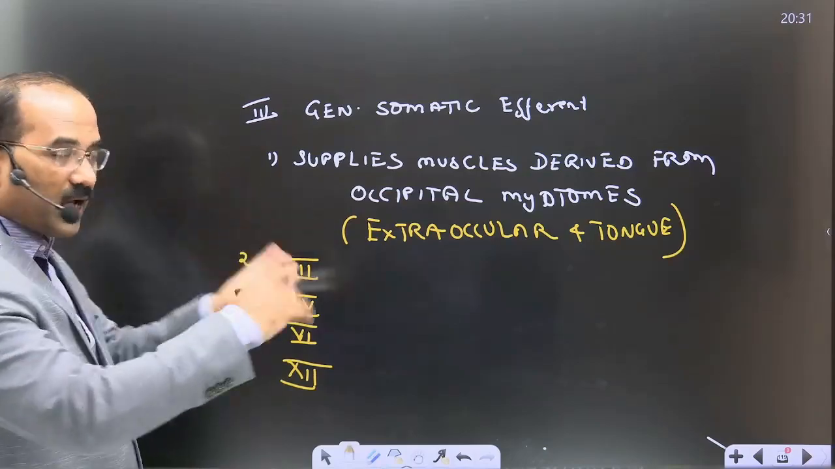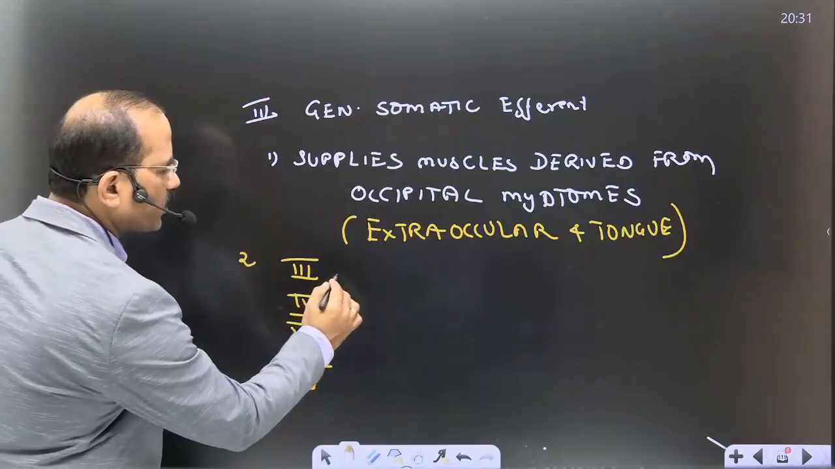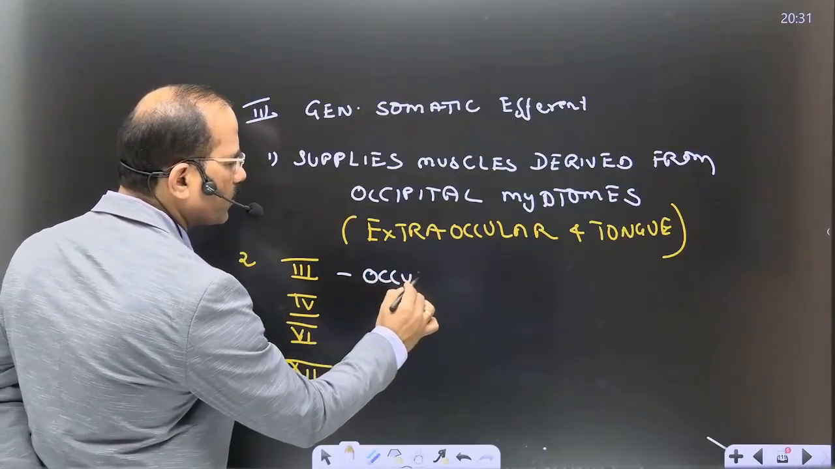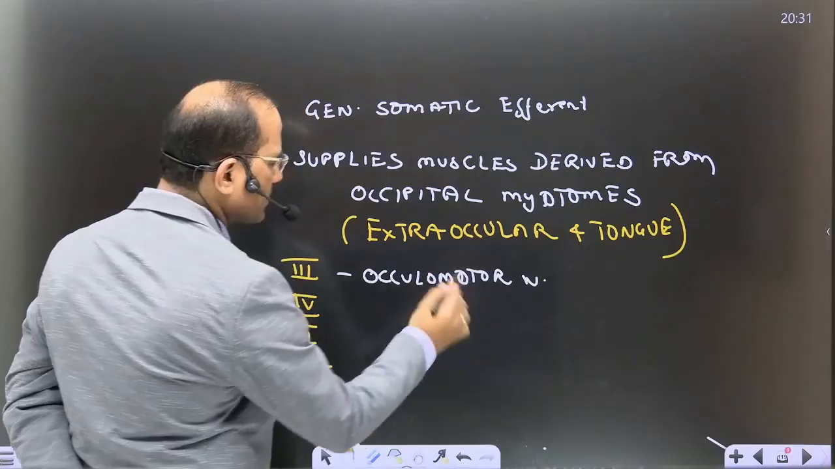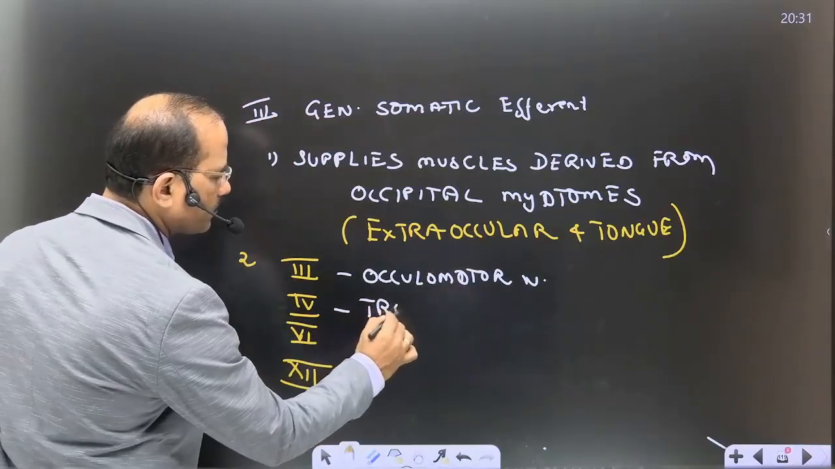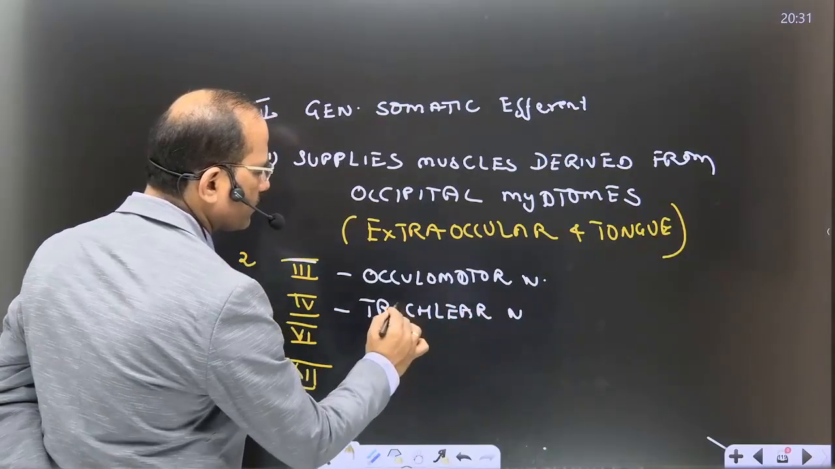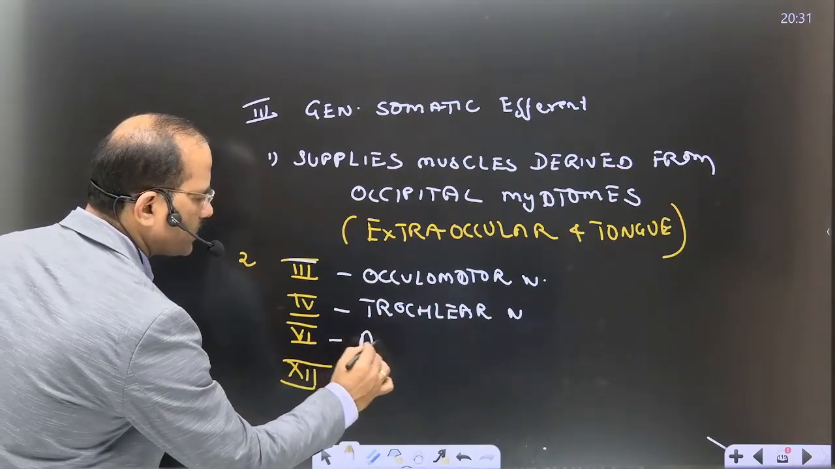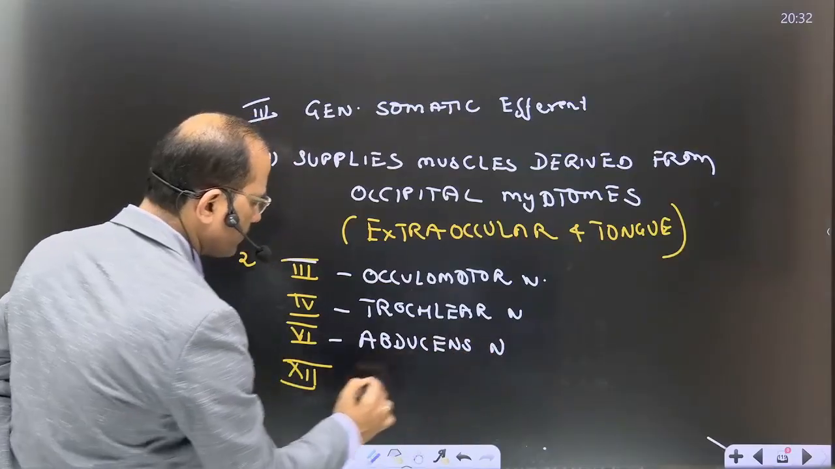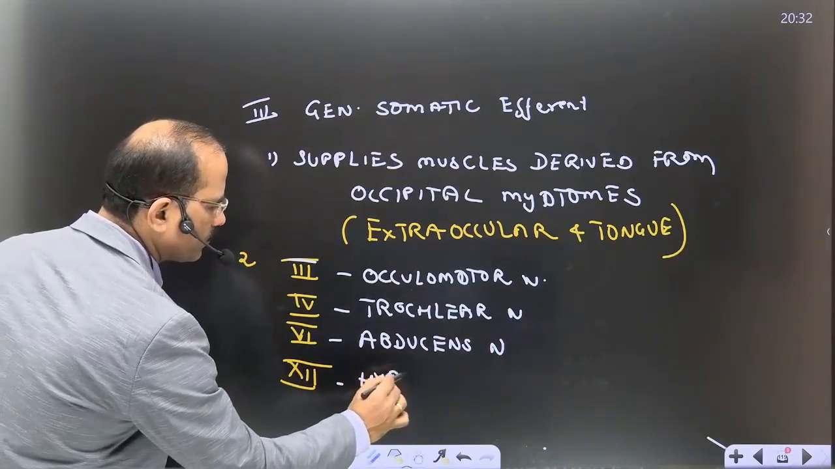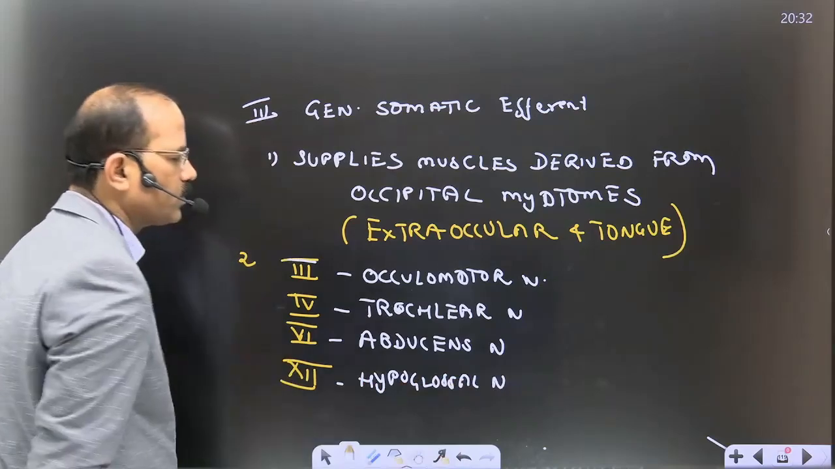And these nerves will have their corresponding nucleus. So what is the name of the nucleus of the oculomotor nerve? The name of the nucleus is the same. Oculomotor nucleus, trochlear nucleus, abducens nucleus, hypoglossal nucleus. Hypoglossal nucleus, right?